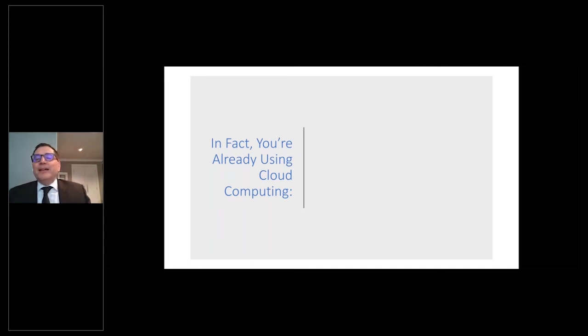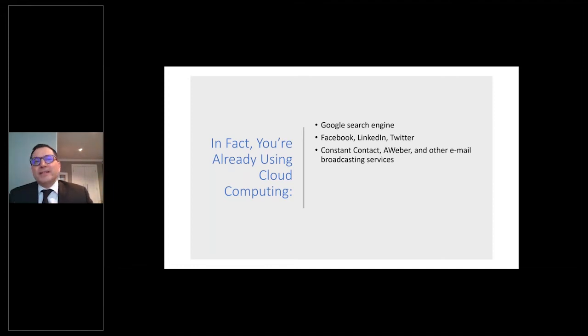Think about it. What is Google, after all, other than a big free utility? When you need to find something online, you use a web browser to go to Google and tap into the vast database and computing power that Google has. Facebook, LinkedIn, and Twitter are all cloud-based applications running in the internet, in the cloud. They're more than just websites. Constant Contact, Aweber, and other email broadcast services are all cloud-based. Gmail, Hotmail, free email services, and Office 365 are all cloud-based applications.